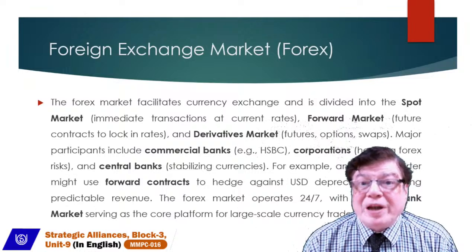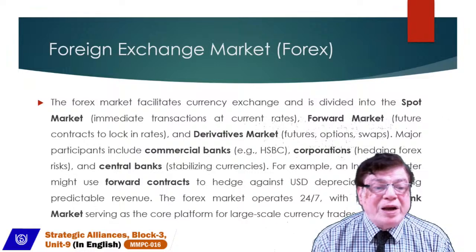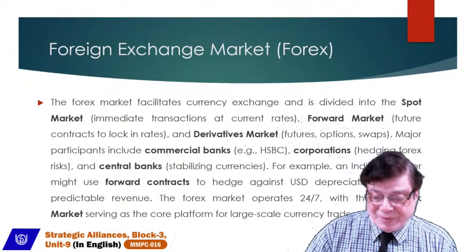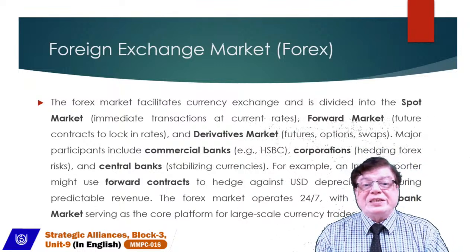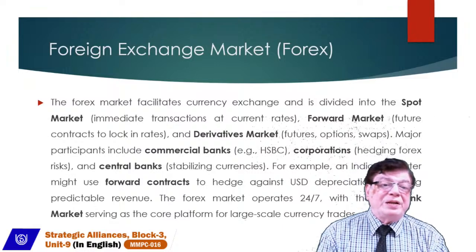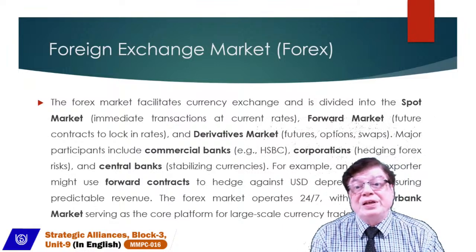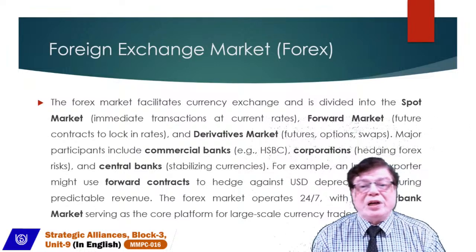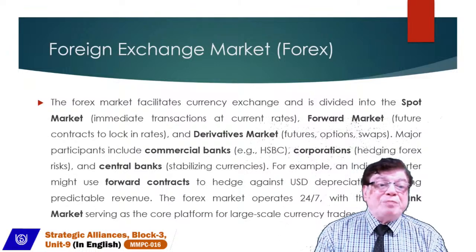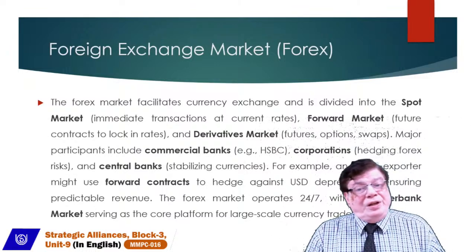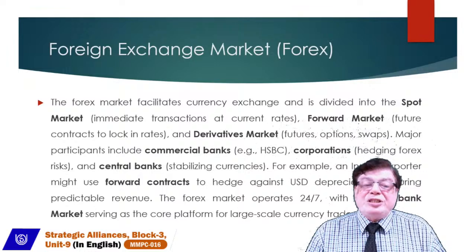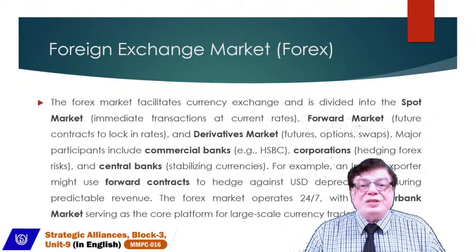The forex market operates 24/7 with the interbank market serving as the core platform for large scale currency trades. So the forex market facilitates currency exchange and is divided into the spot market, immediate transactions at current rates, forward market, future contracts to lock in rates, and derivatives market. In the derivatives market, futures, options, and swaps will come. Major participants include commercial banks, that is Hong Kong Shanghai Banking Corporation, then corporations hedging forex risk, and central banks. Each country is having a central bank which is controlling all the banks of that country, stabilizing currencies.